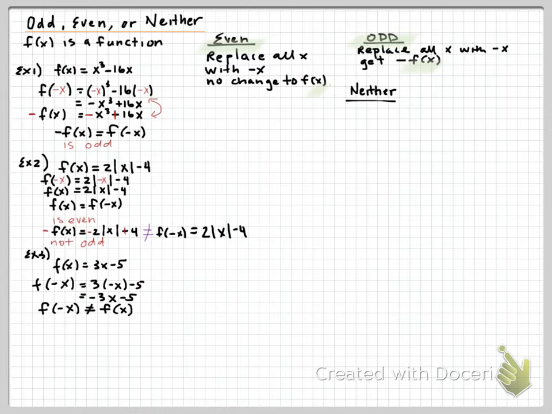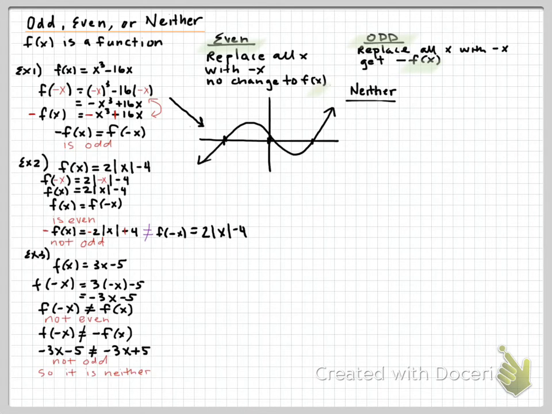And if I negate the original function, they're also not the same. So the negation of the original function, negative 3x plus 5, is not the same as negative 3x minus 5. So it's not odd either. So this function is what we call neither. It's neither odd nor even.